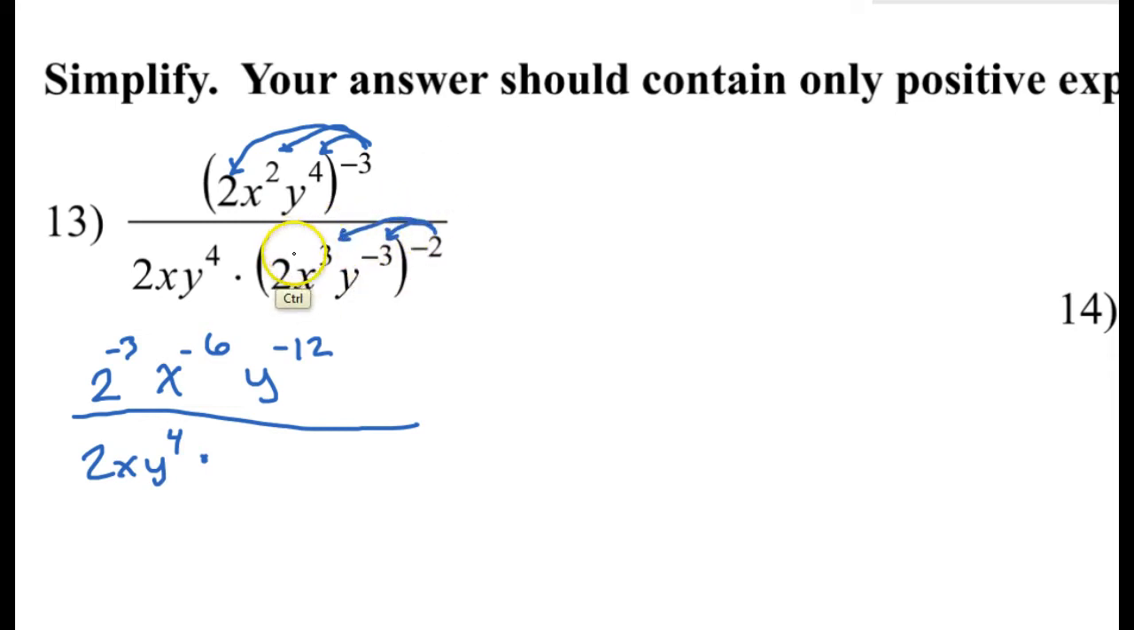Hey, if it makes you feel better, think of this 2 as being 2 to the 1 power. That way you can think of it as multiplying even that little 1 by -2, just like you do for the variables. So this is going to give me 2 to the -2 power, just like I will have x to the -6 power and y to the +6 power. So that's what I have so far.